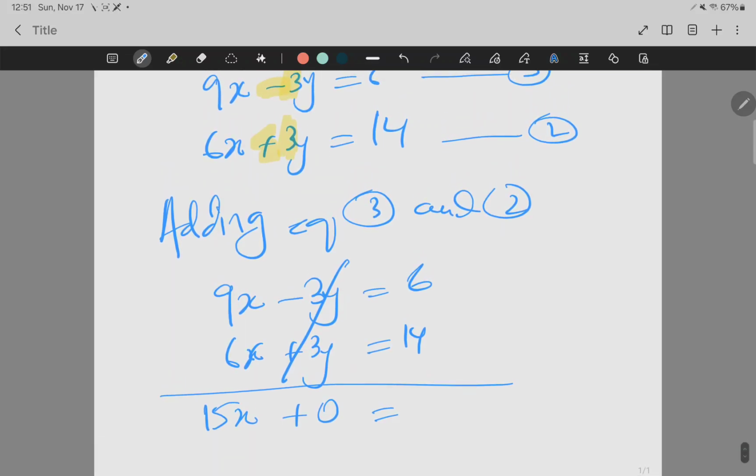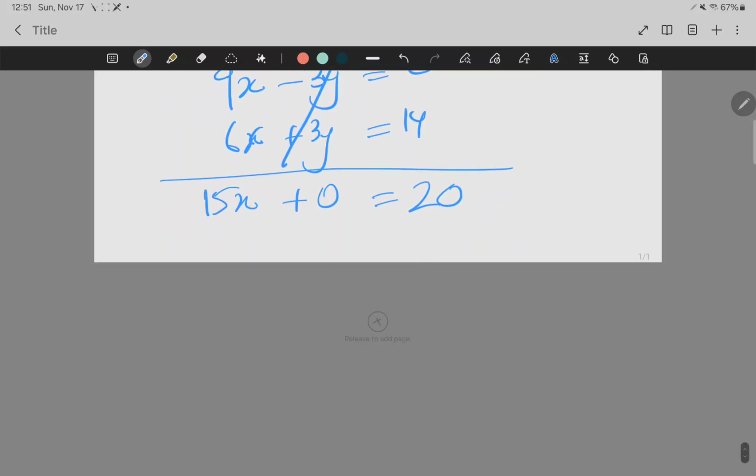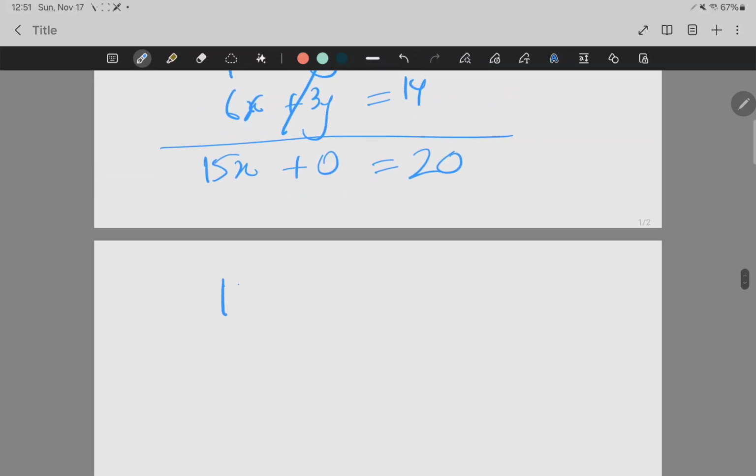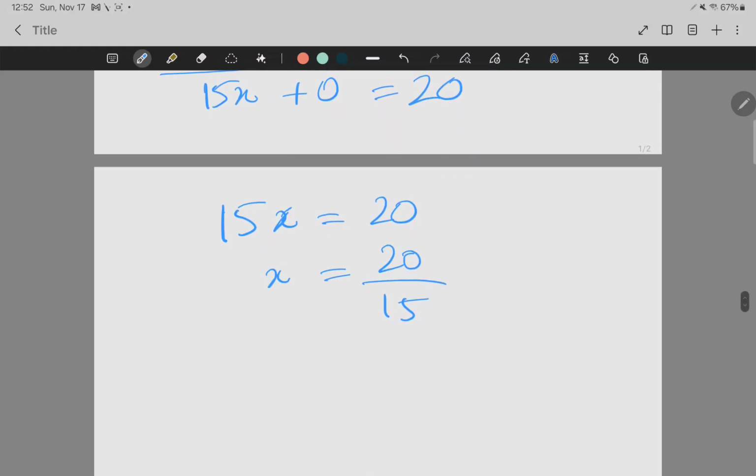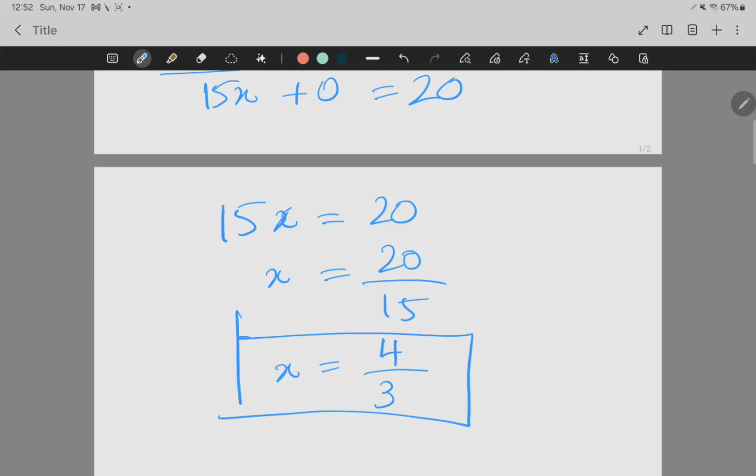6 plus 14 is 20. I'm sorry about the background noise. So now we've got 15x equals 20. We can take 15 to the other side and simplify it. If you're not comfortable with how to simplify, we can talk about that too. Because both these numbers are in the table of 5. 5 times 4 is 20. 5 times 3 is 15. So x equals 4 by 3.